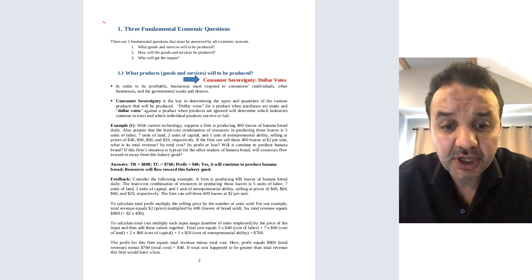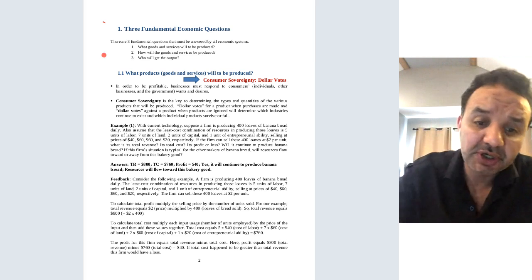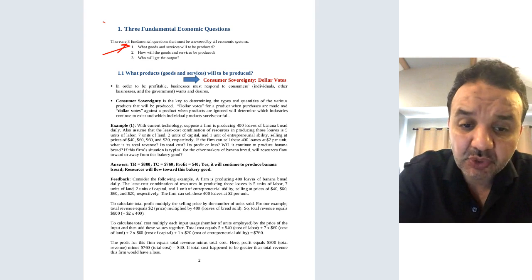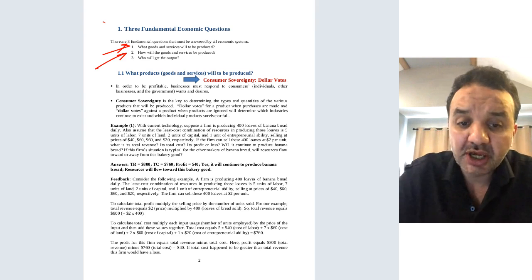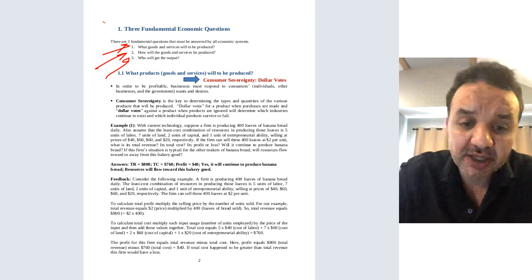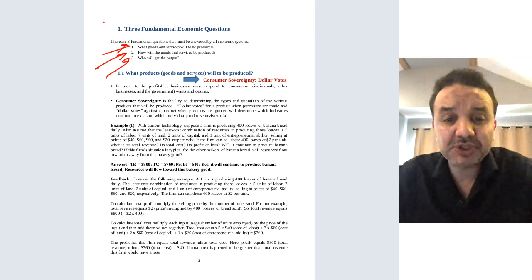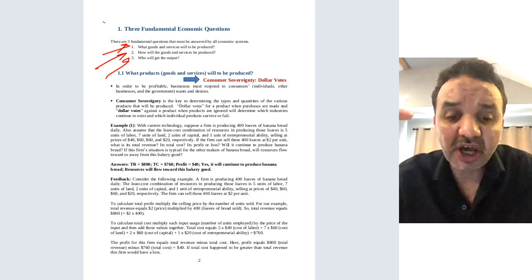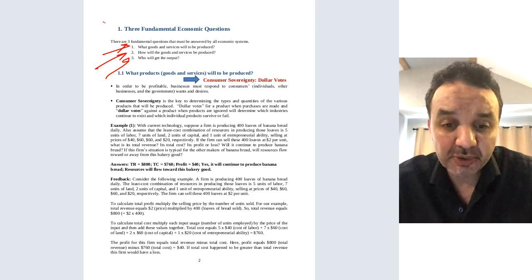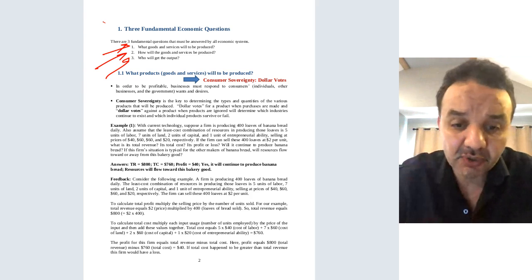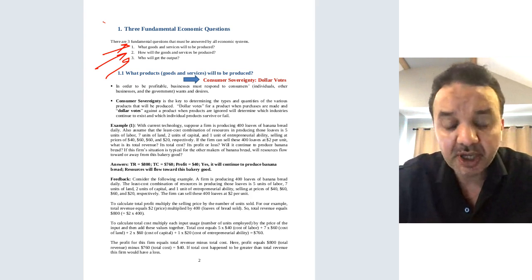The first question is, what goods and services will be produced? The second one is how will the goods be produced? And the last one, who will get the output? So the three questions are what, how, and who. What goods and services will be produced? How will the goods be produced? And who will get the goods, or who will get the output? Okay, let's discuss each question in detail.